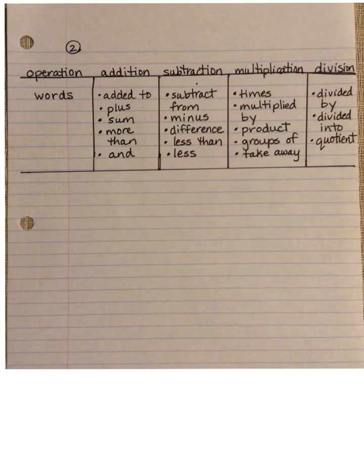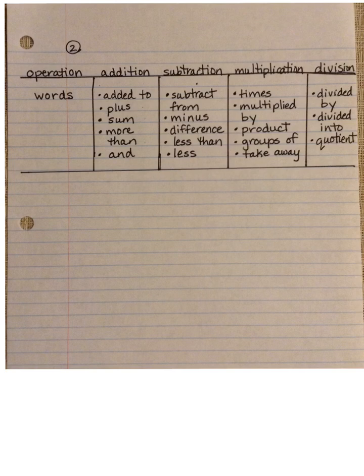Okay, in slide number 2, you're going to make this table, and you're basically going to create 5 headings at the top: operation, addition, subtraction, multiplication, and division. So really operation is not one of the headings, but it lists the operations at the top: addition, subtraction, multiplication, and division. And then the words that are used in math that clue you in that you're going to be doing each of these operations are as follows.